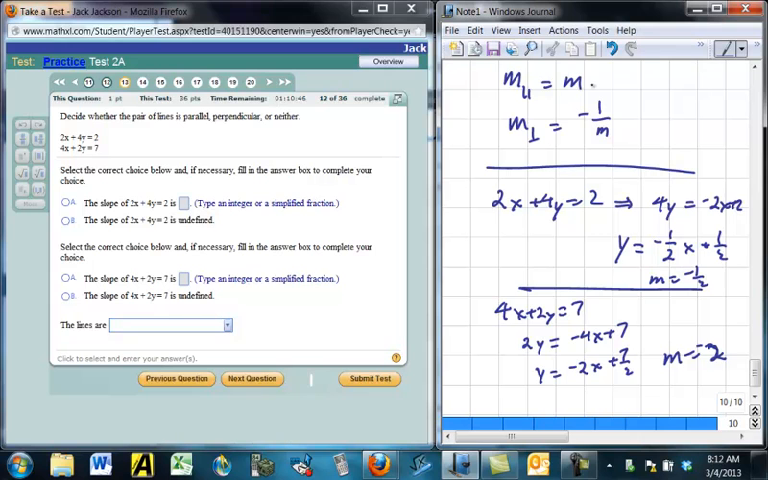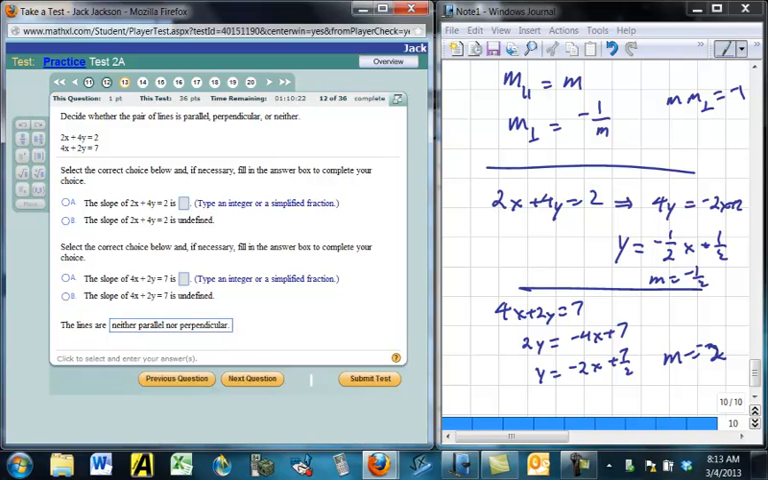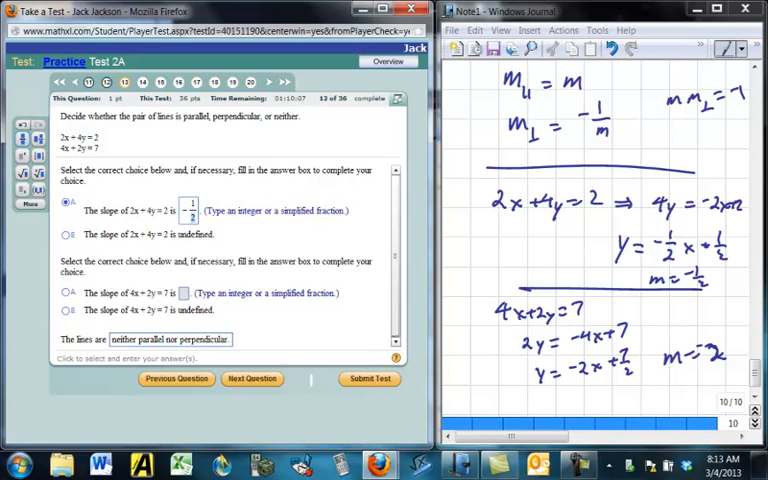Okay? So for them to be parallel, the slopes would have to be the same. So they're not parallel, and for them to be perpendicular, they're opposite reciprocals. Or in other words, if you take a slope and you multiply it by a slope of a perpendicular line, you should get negative 1. Okay? So these are neither parallel nor perpendicular in this case. And let's go back here to these. This first one, the slope was negative 1/2. And the second one, the slope was negative 2.